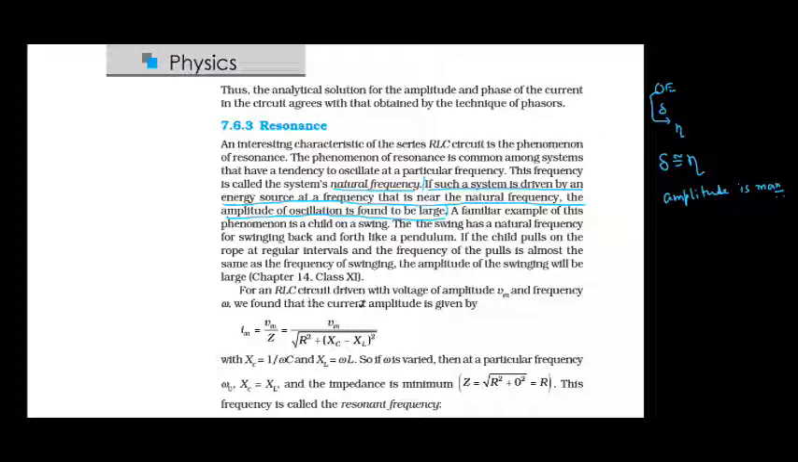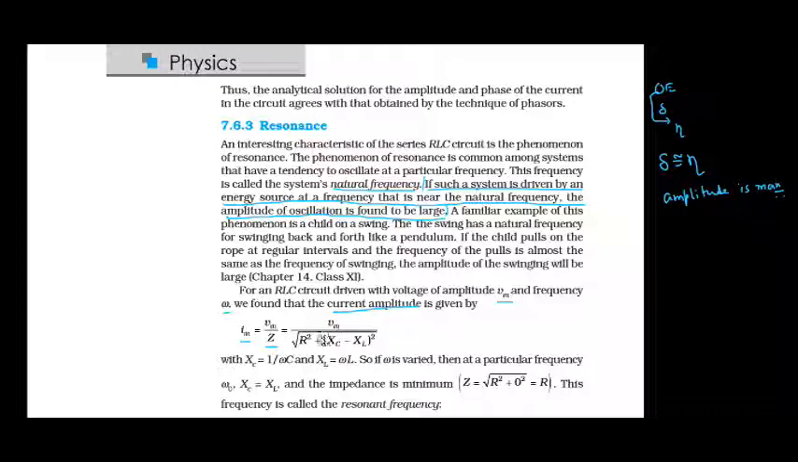For an LCR circuit driven with voltage of amplitude Vm and frequency omega, we found that the current amplitude is given by Im equal to Vm by Z. We have done this in our last session. Please go through the previous video to get the details.